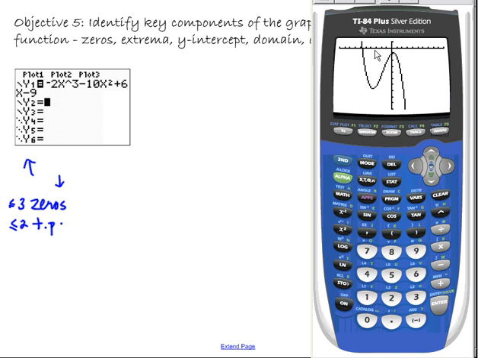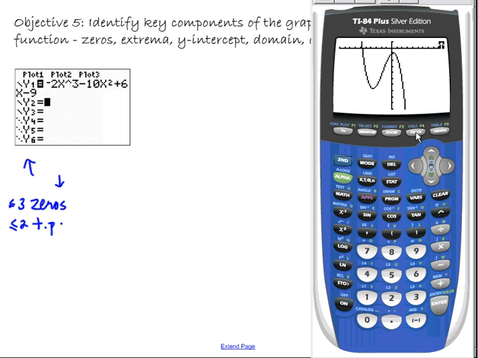Well, I should back up. It has 3 zeros, but only one of them is real. The other 2 are imaginary. But you don't have to worry about how to find those at all. We're not going to talk about that in this course. But you do need to be able to calculate the zeros and the extrema, and we can do that on the calculator.